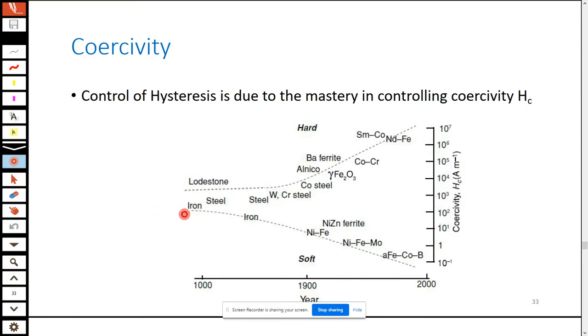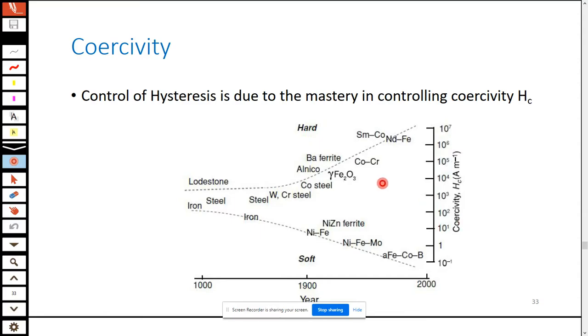In the last class there was a question: what is coercivity? Coercivity, as I explained, is just a field value. In the y-axis, what you see is the value of the coercivity. It varies from 10 to the power minus 1 ampere per meter up to 10 to the power 7 ampere per meter. Depending on the value of the coercivity, you can divide the material into a hard magnetic material or a soft magnetic material.